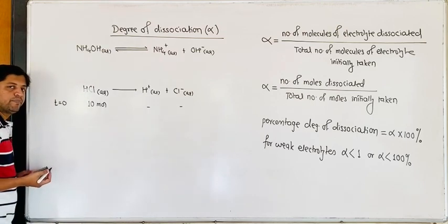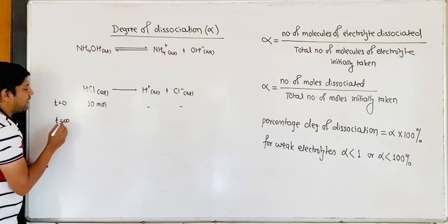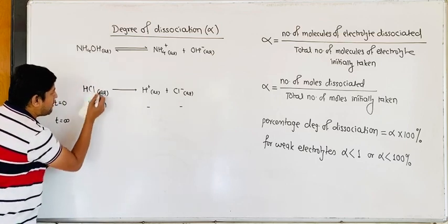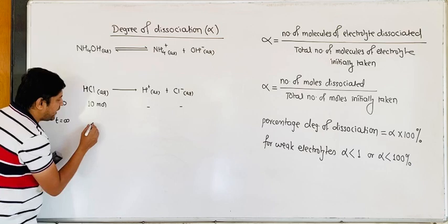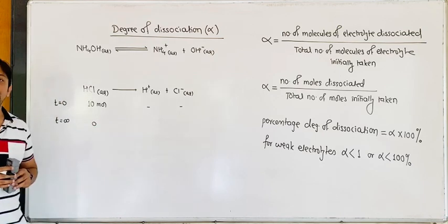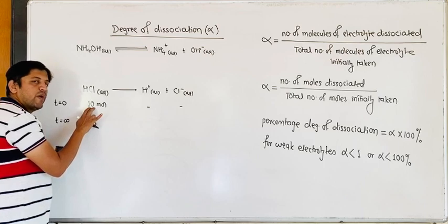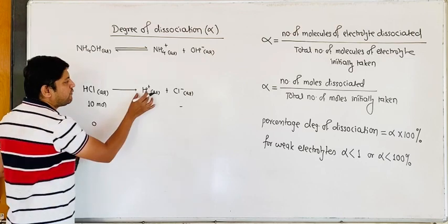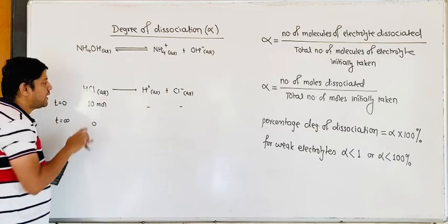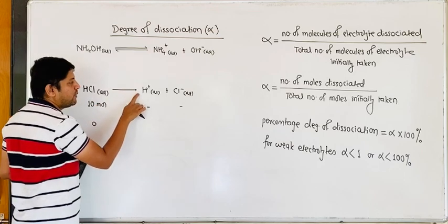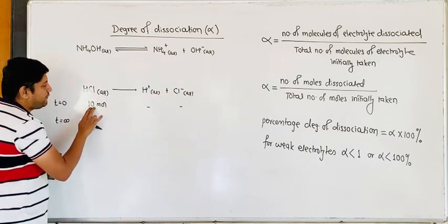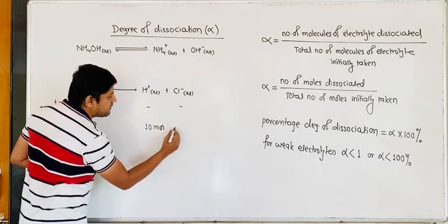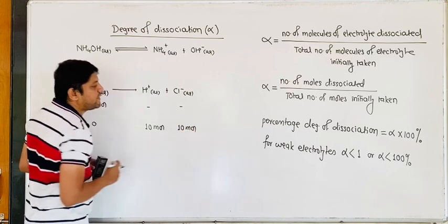So, after a certain time, let us say T is equal to infinity, when this ionization process is completed, we notice the amount of HCl remaining undissociated in aqueous solution is 0. That means whatever moles we initially took have completely dissociated to form H plus and Cl minus ions. If 1 mole of HCl dissociates, it forms 1 mole of H plus and 1 mole of Cl minus. If 10 moles are dissociated, it will result in formation of 10 moles of H plus ions and 10 moles of Cl minus ions.